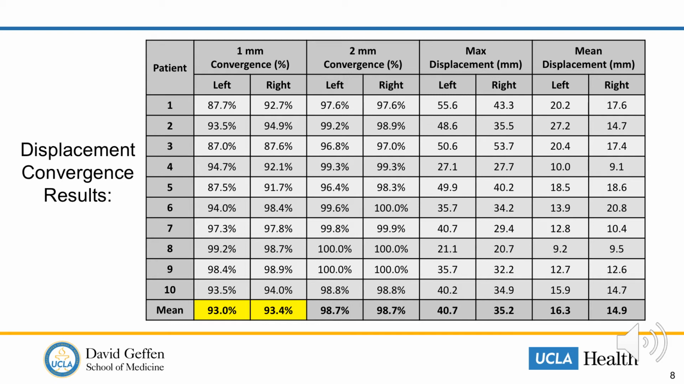Across the 10 patient datasets analyzed, mean convergence between model-generated and registration displacement within 1 millimeter was 93 and 93.4% for left and right lung respectively, and within 2 millimeters, 98.7% for both left and right lungs. The average maximum displacement for these patients was 40.7 and 35.2 millimeters for left and right lung, and the average mean displacement observed was 16.3 and 14.9 millimeters for left and right lung, respectively.